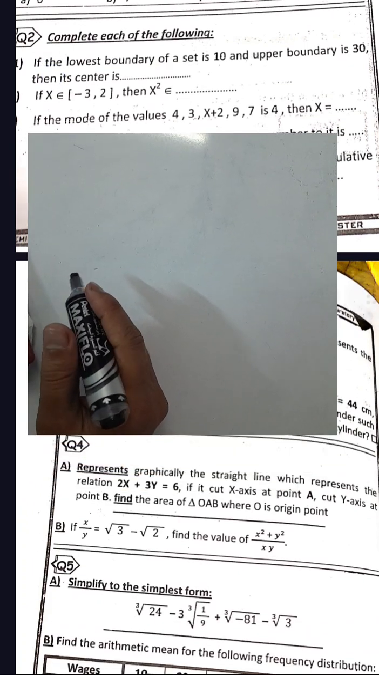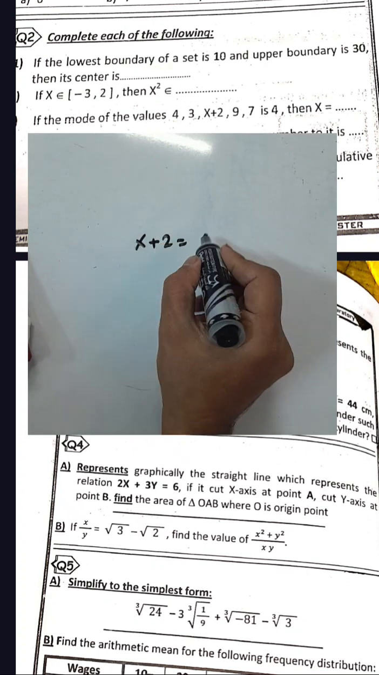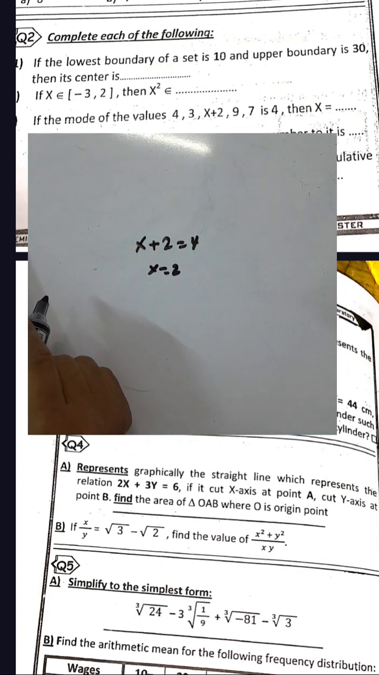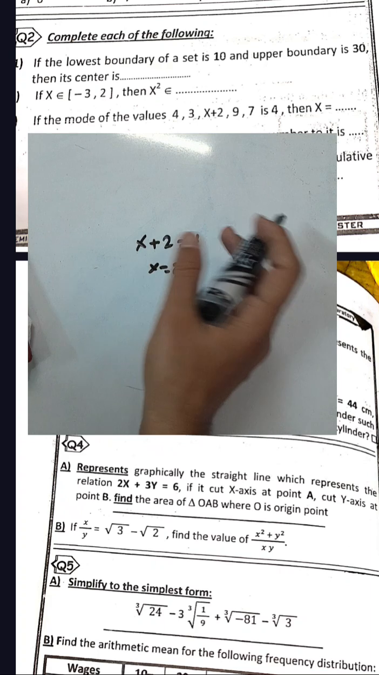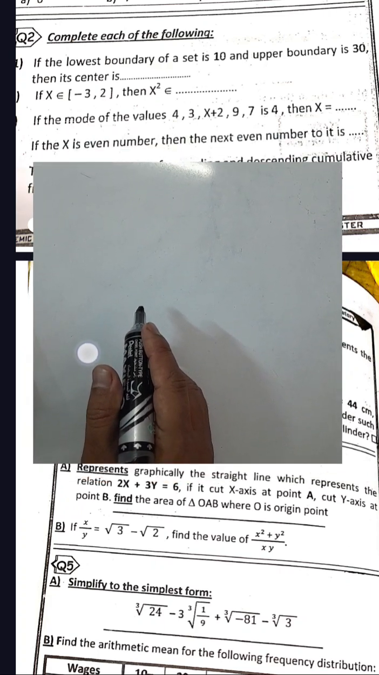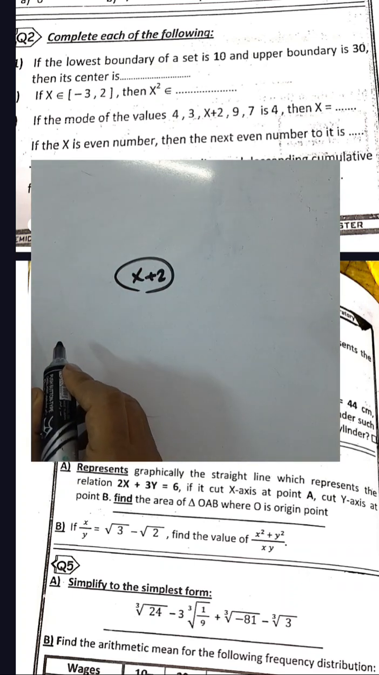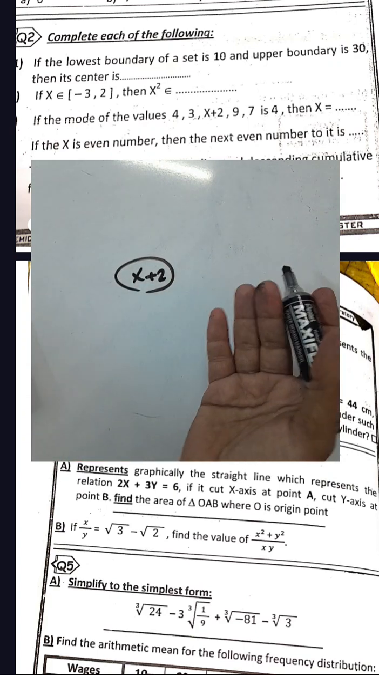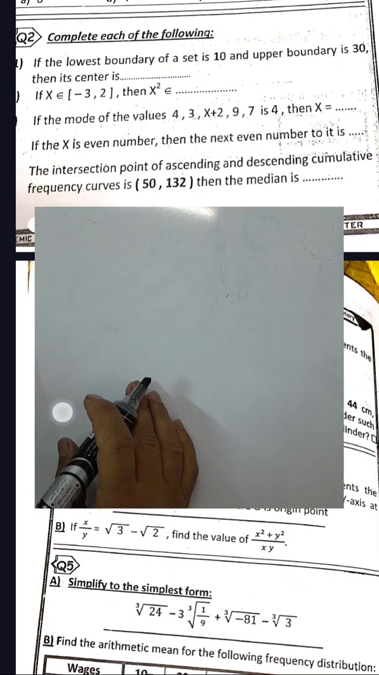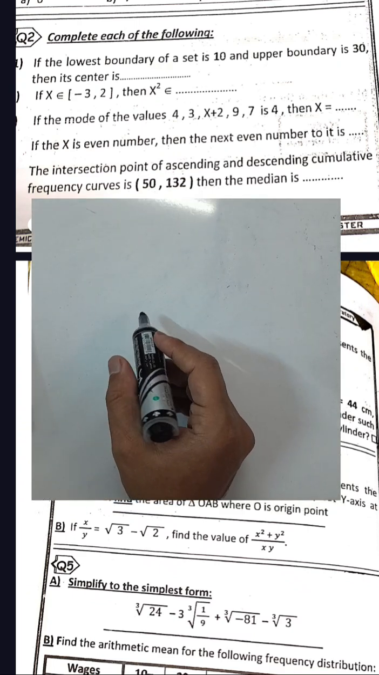Question: if the mode of the values is 4, then x plus 2 equals 4, then the value of x equals 2, because the mode equals 4. Next question: if x is an even number, then the next even number will be x plus 2. Yes, x plus 2 is the even number next to x.